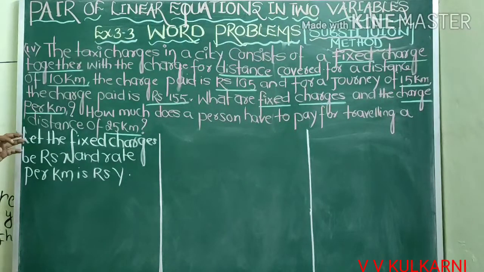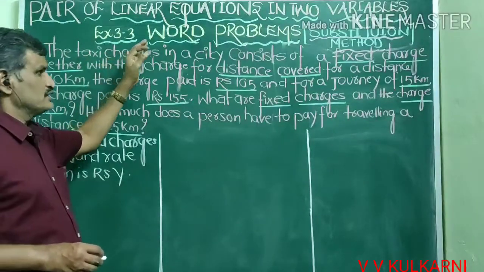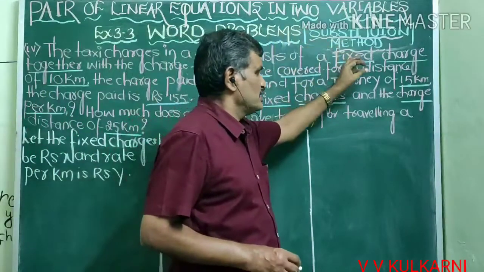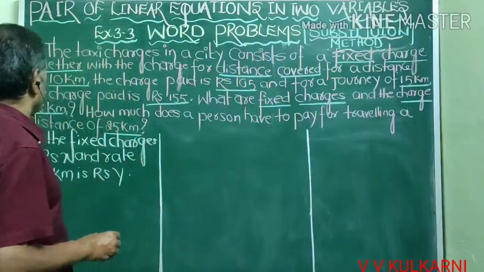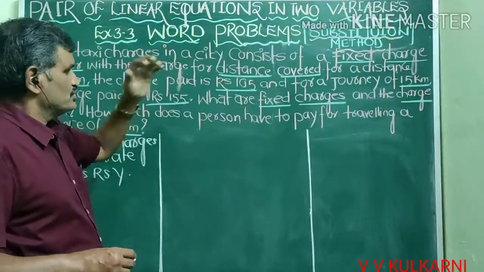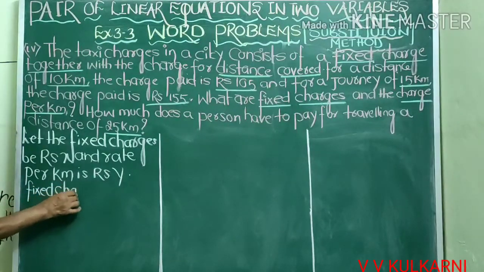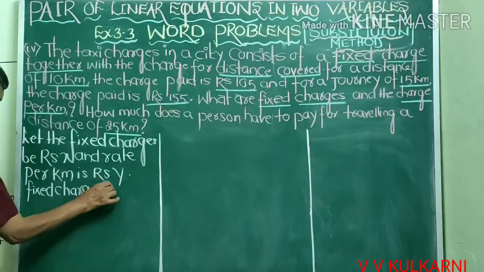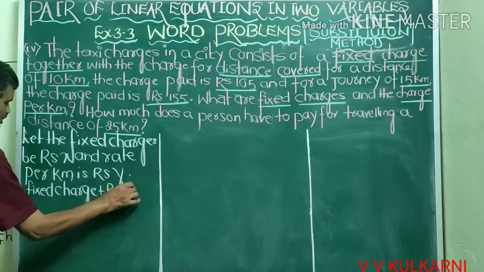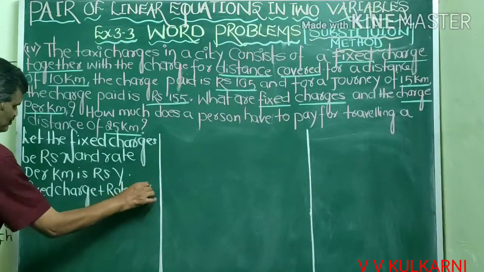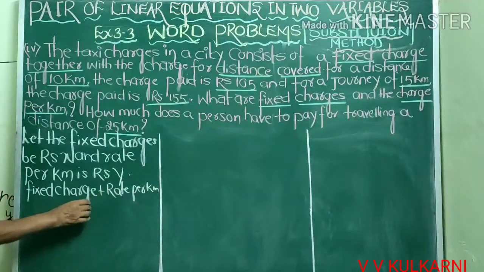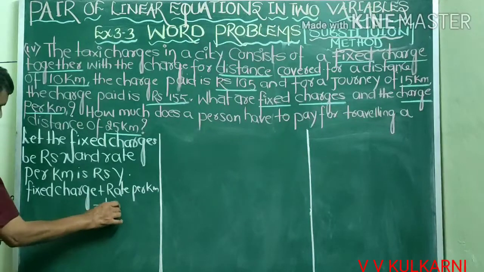How? Let us see. The taxi charges in a city consist of fixed charges together with the charge for distance covered. That means what he wants to say is, fixed charge plus rate per kilometer is equal to taxi charge.